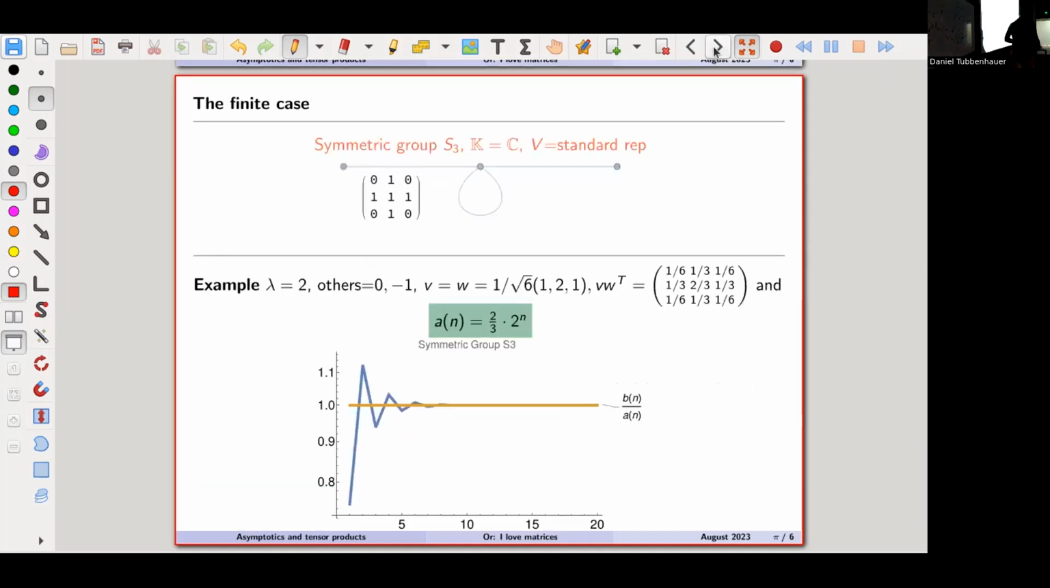The symmetric group S3 characteristics. It has 3 representations: this one, this one, this one. I hope that makes sense for everyone. And I'm taking this one as my V. The other one's a bit too boring. And I wonder about the asymptotics in this case. And here's the magic formula. What I do is I write down the action matrix of this beast as follows.